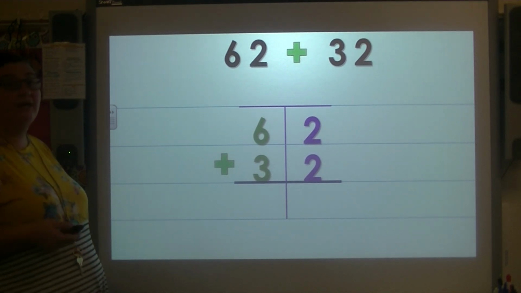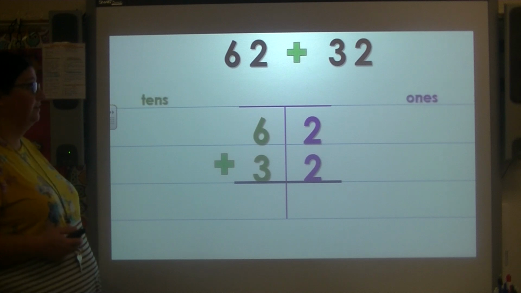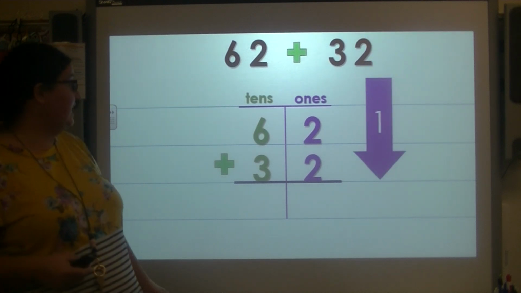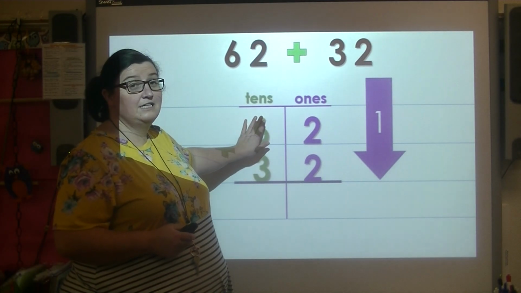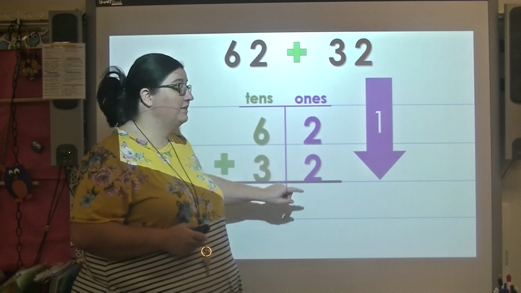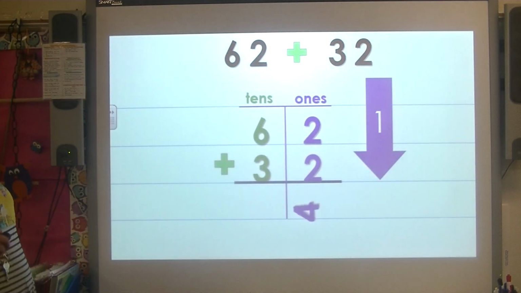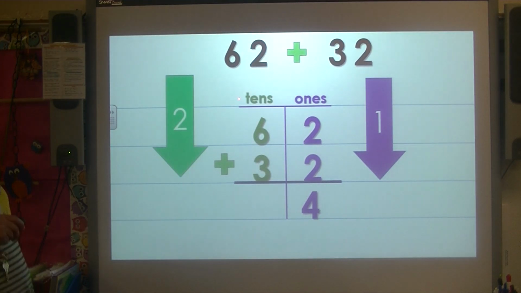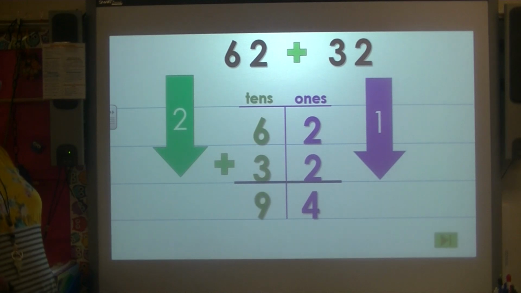All right, now where am I going to add first? On the 1 side. Remember, we play hide and go seek. 10s hide. 2 plus 2 equals 4. Now it's time for our 10s to play. 6 plus 3 equals 9. Our answer is 94.